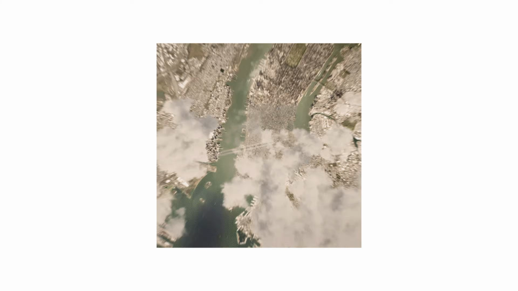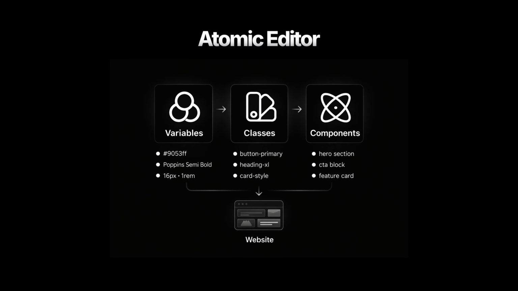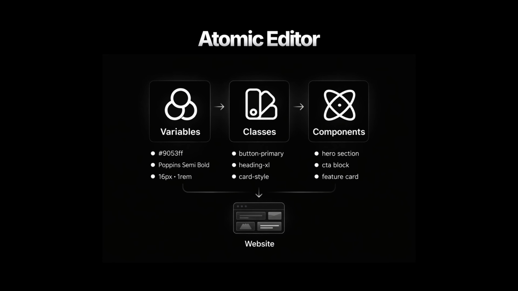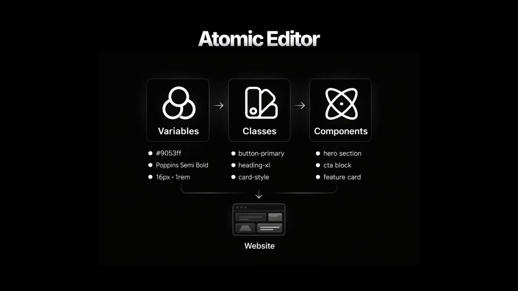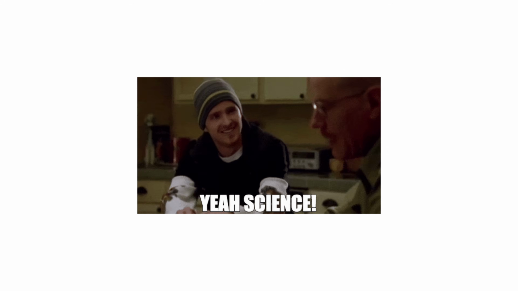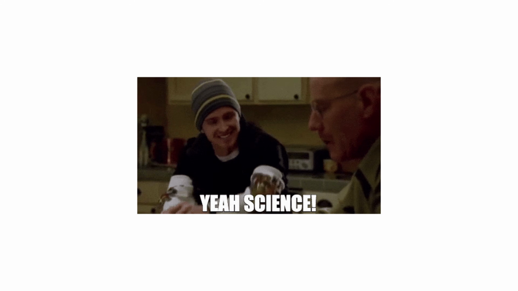So if you zoom out for a second, the Atomic Editor actually works a bit like chemistry. Variables are the atoms, classes are the molecules, components are the final structures. And once those pieces work together, Elementor suddenly starts to make a lot more sense.